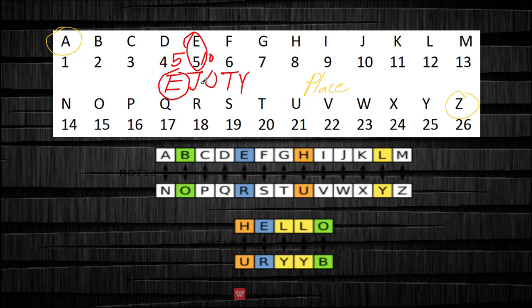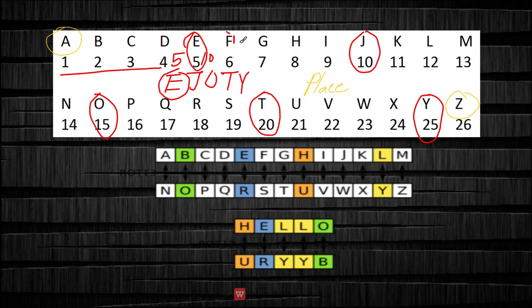You can see that E's value is 5, J's value is 10, O's value is 15, T's value is 20, and Y's value is 25. And for the remaining, you can easily remember A, B, C, D as 1, 2, 3, 4. F you can remember as the inverse position of 6, G you can memorize as 7, H you can memorize as a digital 8, and I as 9, K you can memorize as King's 11, L 12.